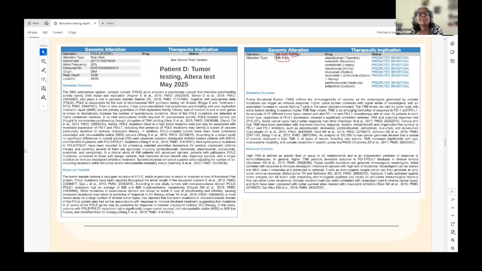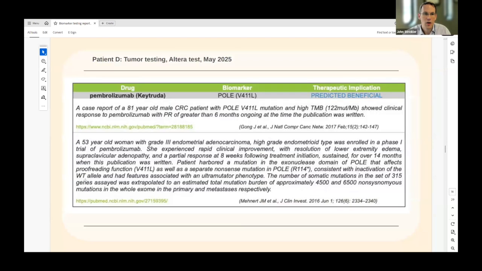Yeah, one more page. I think it's about the same patient. Yep. Sorry, let me close that out. Yep, and there's a drug, pembrolizumab, with the POLE predicted beneficial. And they give a, I think this was published, Jun Gong, he's at Cedars-Sinai, I think, right? And this was an 81-year-old male who had this type of mutation with a high TMB that had a great response to pembrolizumab. So that's a really nice write-up there. And then there's another example.